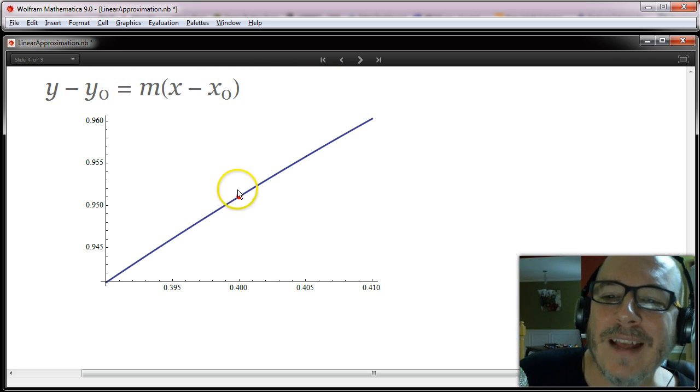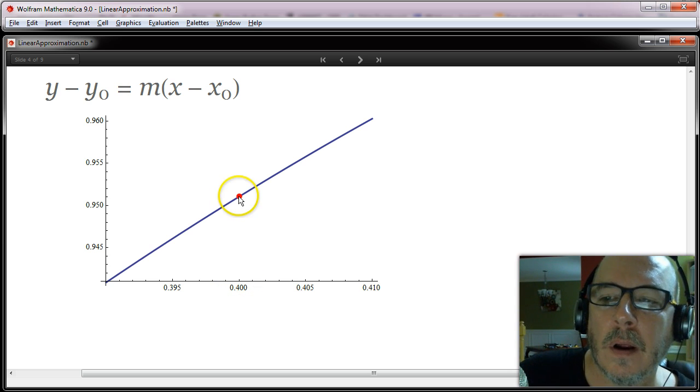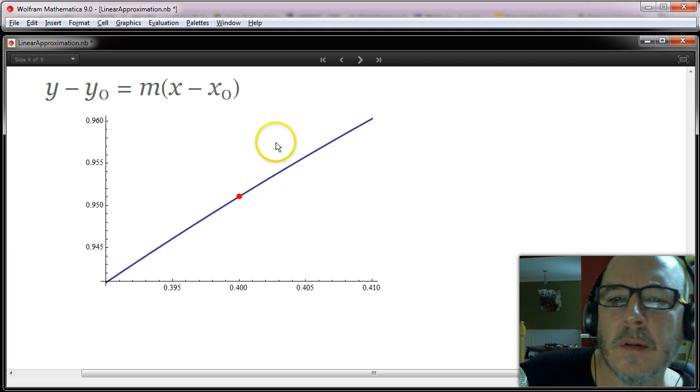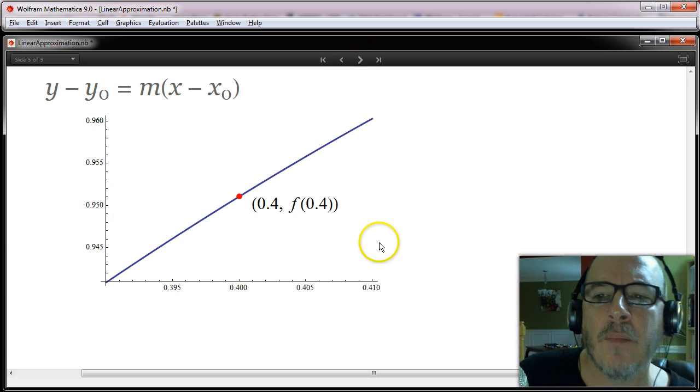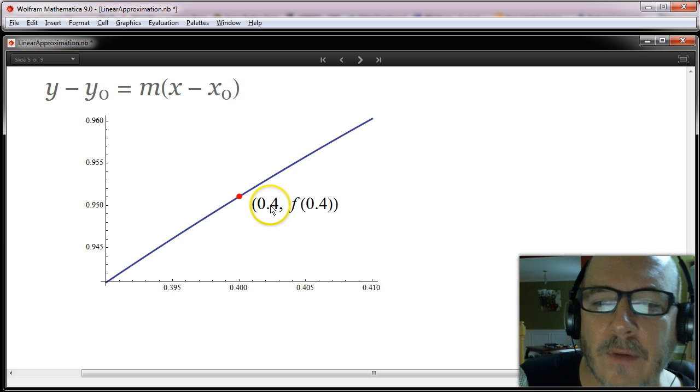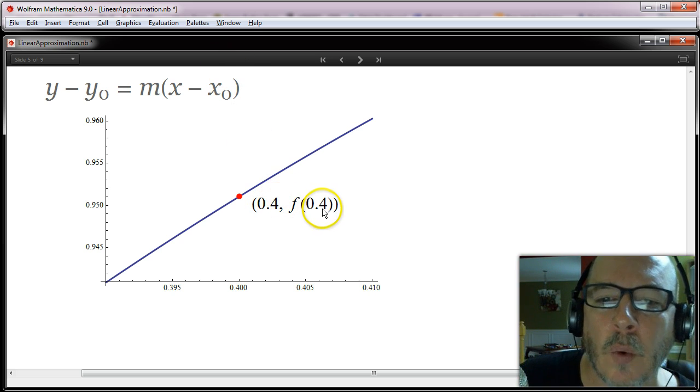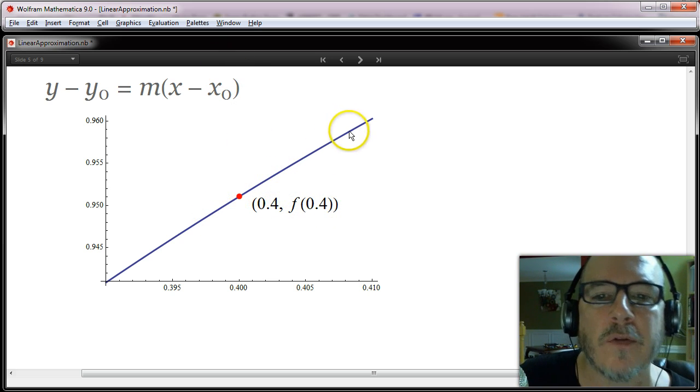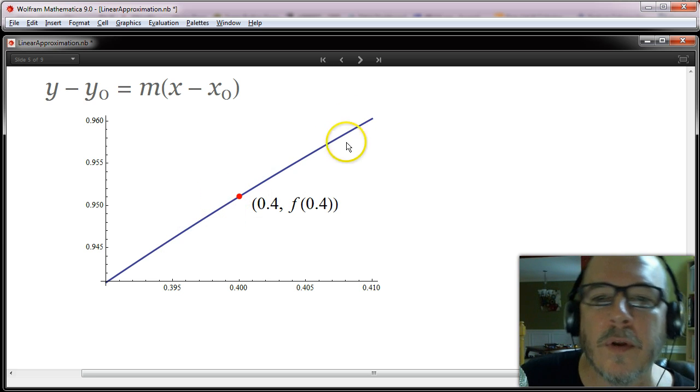So what is this point right here? Well, the x value is 0.4, and the y value looks like it's a little bit bigger than 0.95, and more specifically the x value, this x0, is 0.4, and the y value is given by f of 0.4. That's the whole idea of being a point on this graph.